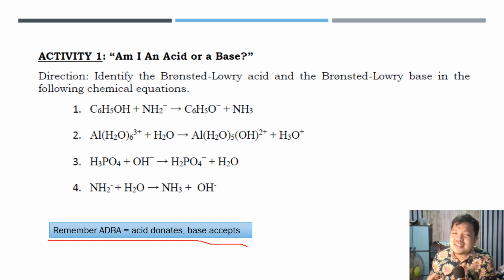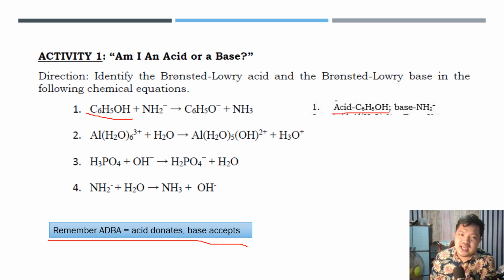So given na tapos na kayo magsagot, let's now reveal the answer. This is the answer for number 1. The acid is C6H5OH and the base is NH2 negative. Sige, gamitin natin yung concept ng ADBA. Okay, so sabi ko, pag ang acid pag nag-donate siya, acid 'yon. Pag nag-accept siya, that's base.